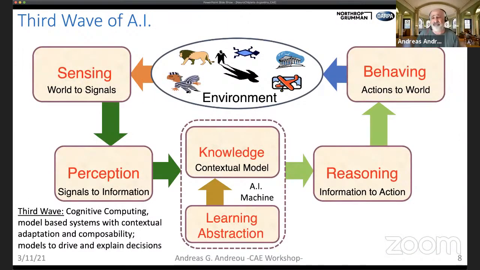Let me now talk about the third wave of AI, which is really what we're trying to do here, go beyond deep neural networks. And to go beyond deep neural networks, we need to start thinking a little bit outside the box, more like how humans perform these functions. This is a diagram of the approach. We have sensing where we are converting world to signals. We have perception where signals are turned into information in a rigorous way. And then information feeds knowledge, which is in the form of a contextual model.